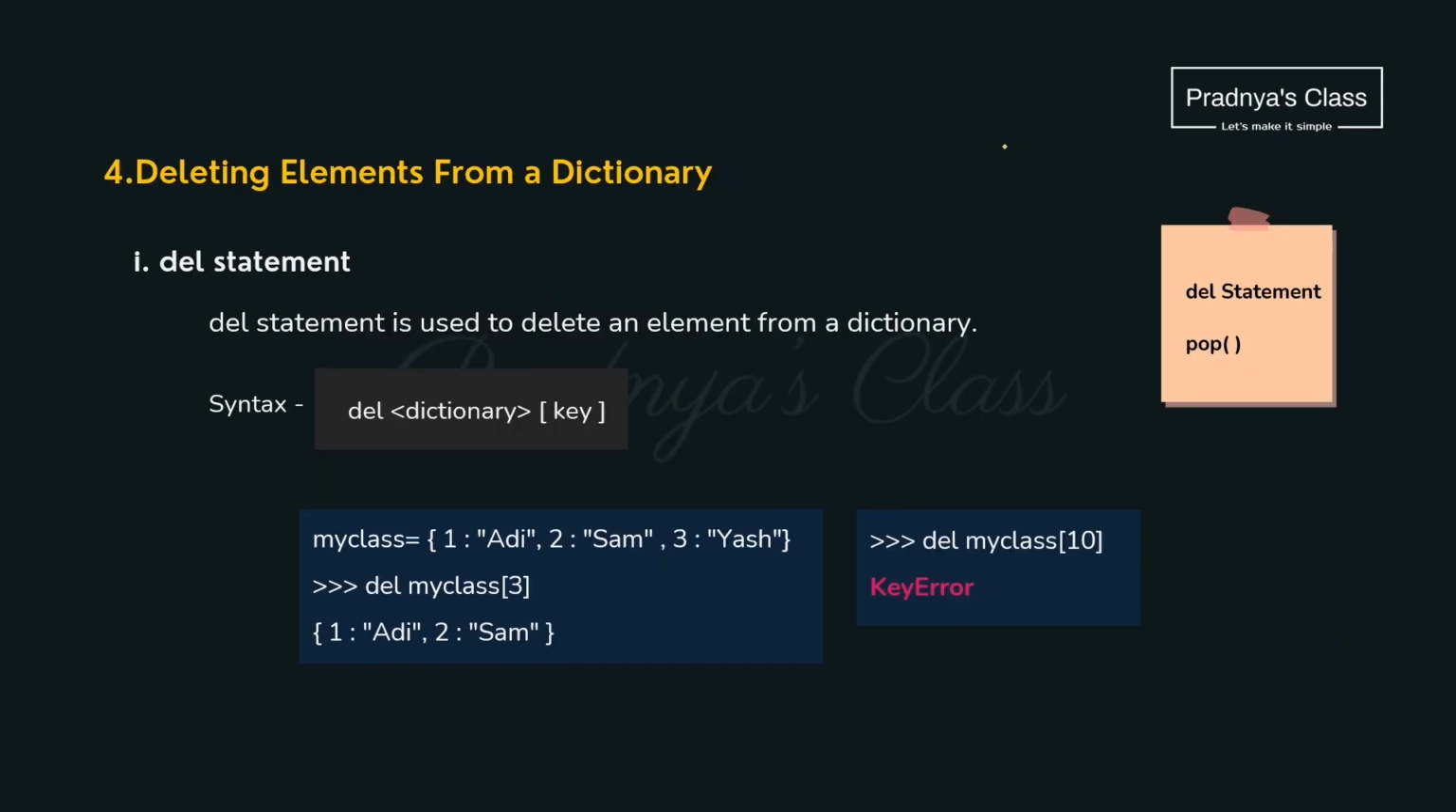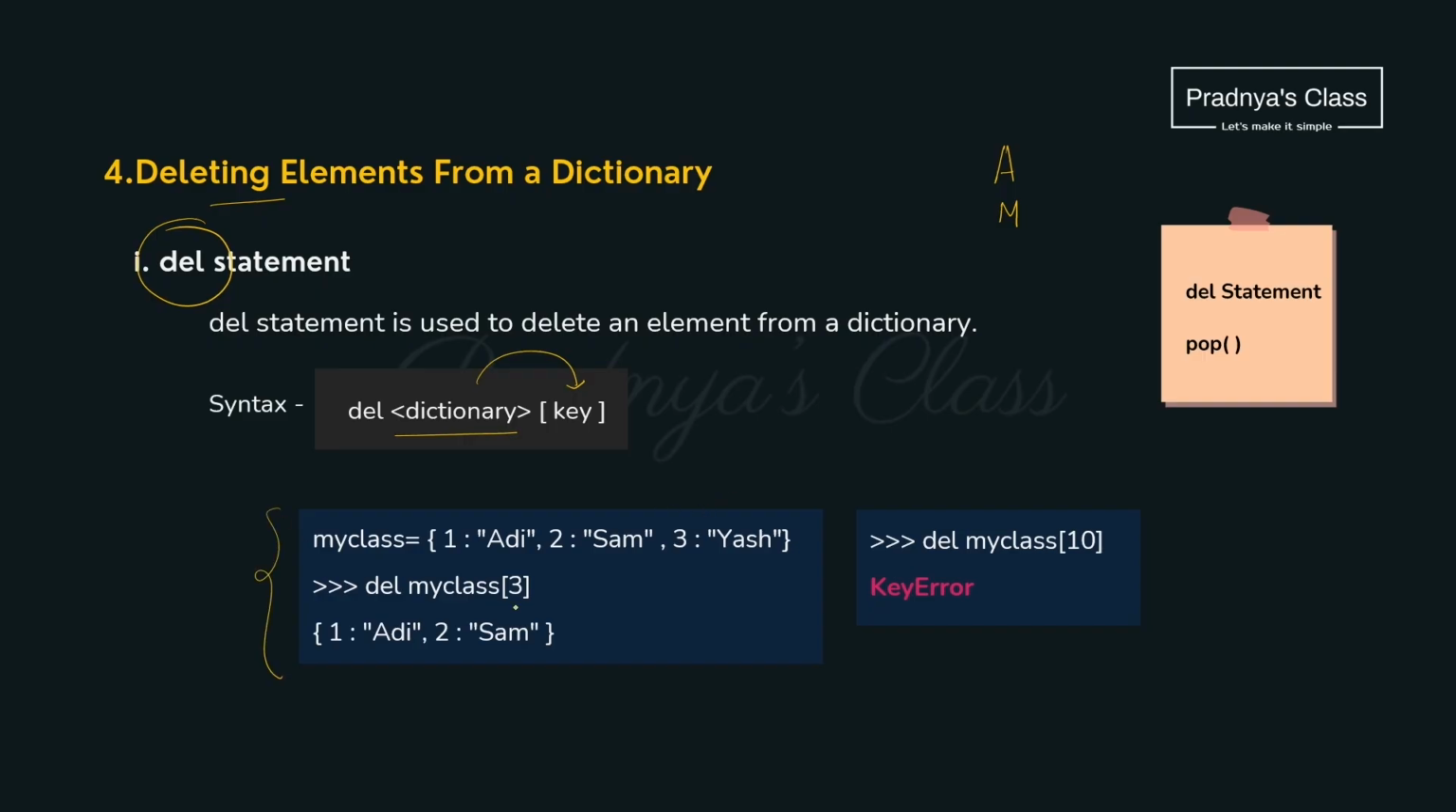We understood how to add an element in the dictionary, how to modify or update. Now let's check out how to delete an element. For that we can use the del statement. We are familiar with the del statement. We have already used it. But here we should note down the syntax. We need to write the dictionary name along with the key name. Then that particular key value pair will get deleted from the dictionary.